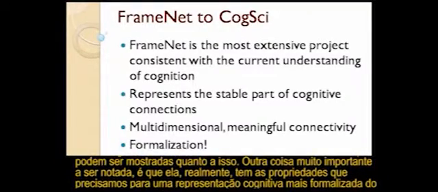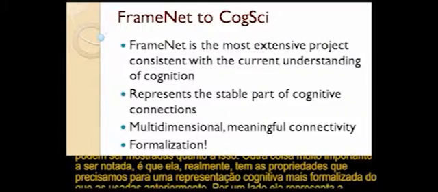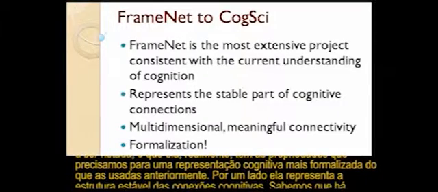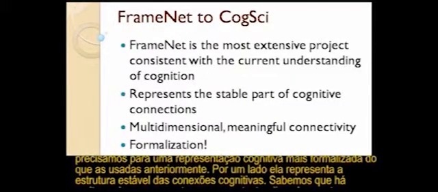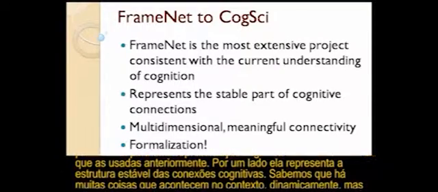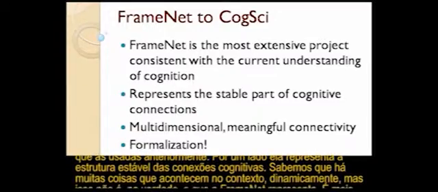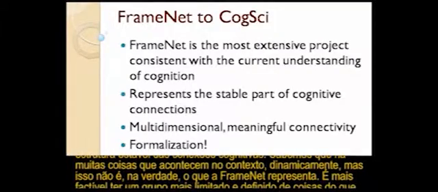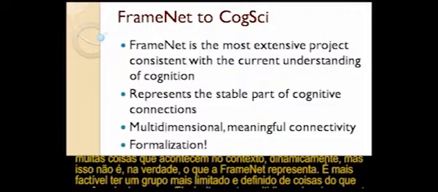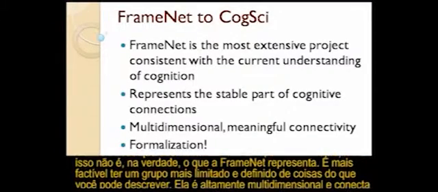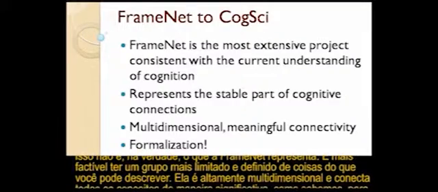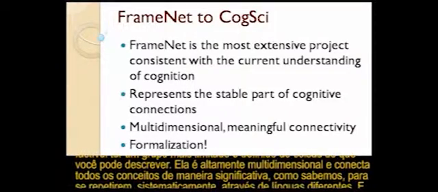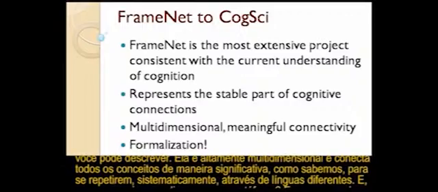The other thing that's really important to note is that it really has the properties that we need for a much more formalized cognitive representation than what people have been using before. So for one thing, it represents the stable structure of cognitive connections. We know that there's a lot of stuff that happens in context, dynamically. That's not actually what FrameNet represents. So it actually is much more possible to have a much more limited and definite set of things that you can describe. It also is highly multidimensional, and it connects all the concepts in meaningful ways that we know repeat again and again across different languages.